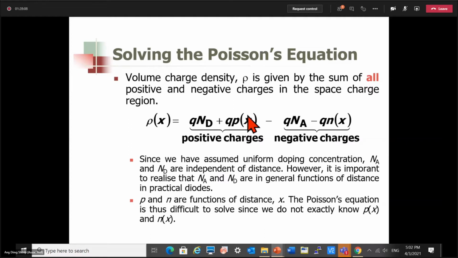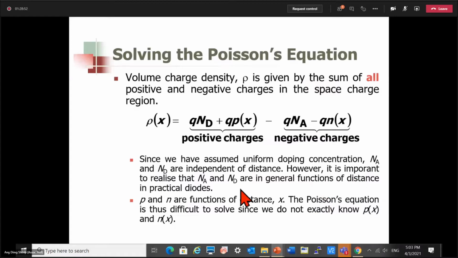Another type of charge found in the semiconductor is the hole, which also has positive charge. The remaining two are the electrons and the negatively charged acceptor impurity atoms. So I can write the volume charge density at any position inside the semiconductor as the sum of these four terms. Since we have assumed uniform doping concentration, Na and Nd are constants independent of distance.